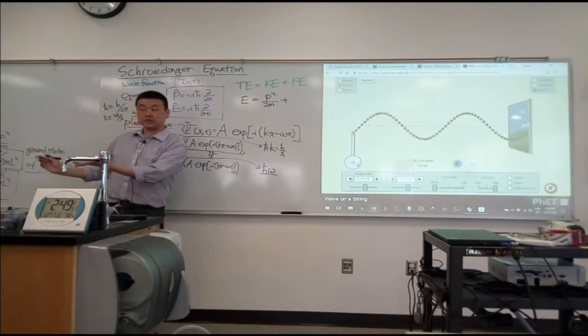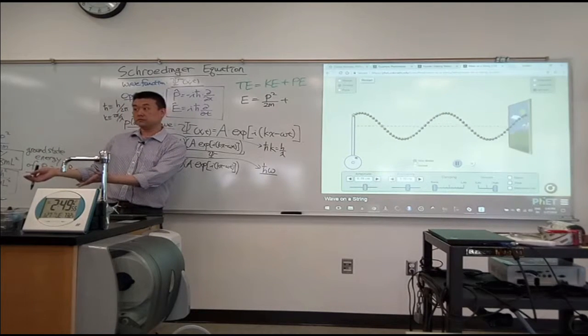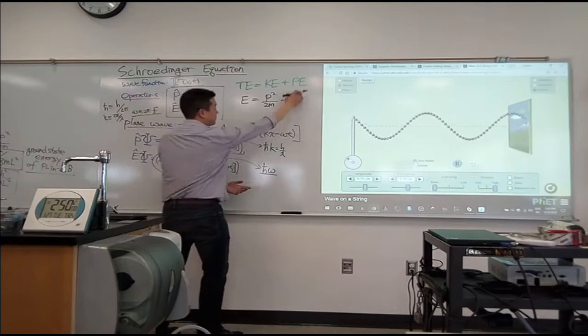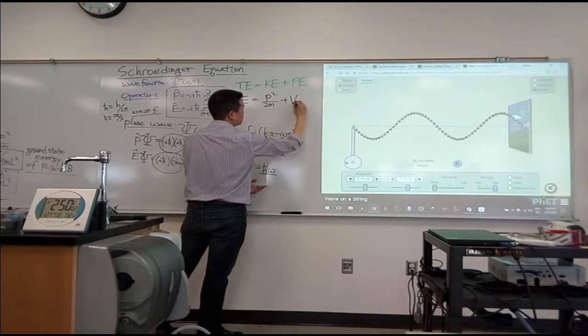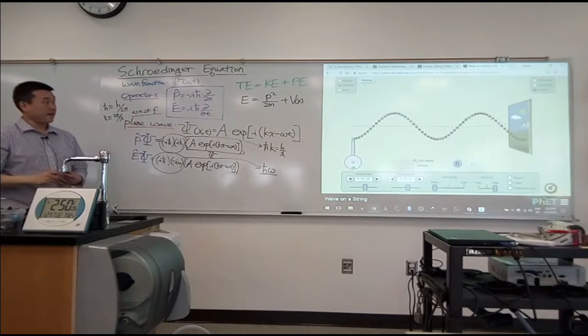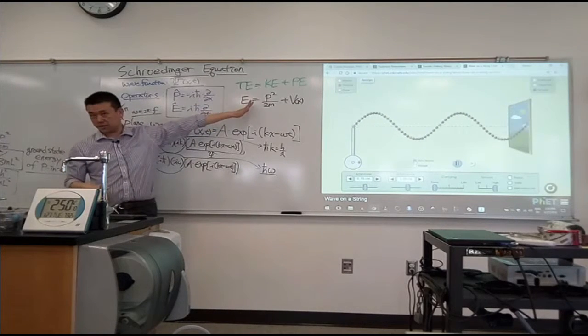Potential energy, by definition, is an energy function of position alone, right? If it depends on other things, then it's not potential energy. So let me express potential energy as a function of position alone. And all of this is a classical expression.